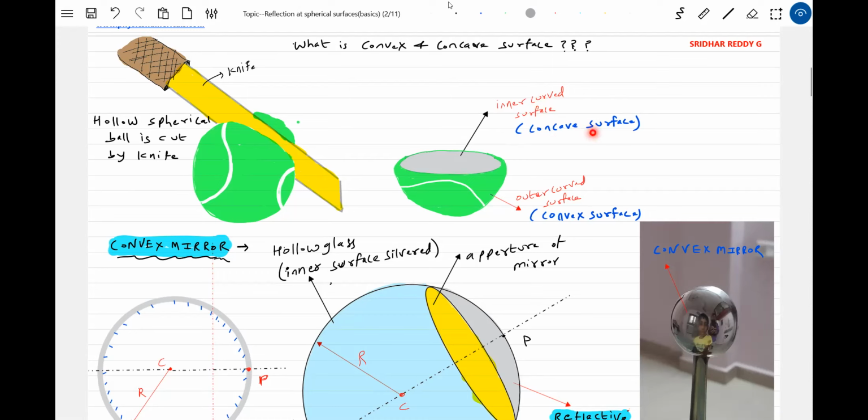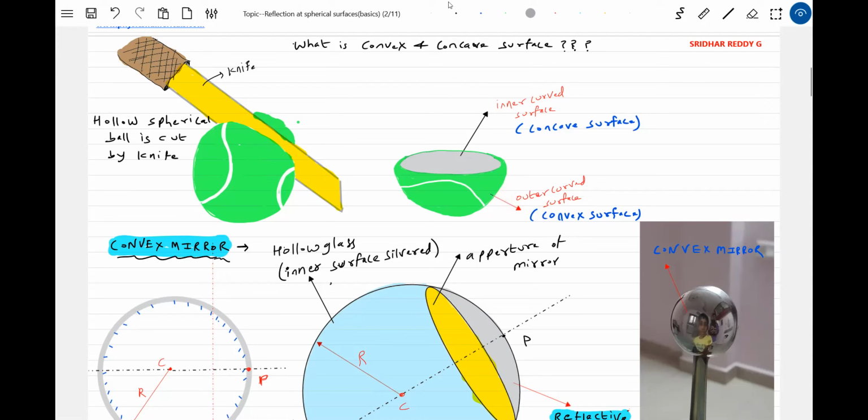Or you do one thing, you can take a lemon, cut it. The outer part, yellow color layer of the lemon will be the convex surface. The inner part where the fiber and juice will be there, that will become a concave surface. Watermelon, same thing. You have to take out that red color edible part. So I'm just taking a tennis ball. If you cut with a knife, parts need not be equal. The inner curved surface will become concave surface, and the outer curved surface is called a convex surface. Got the idea?